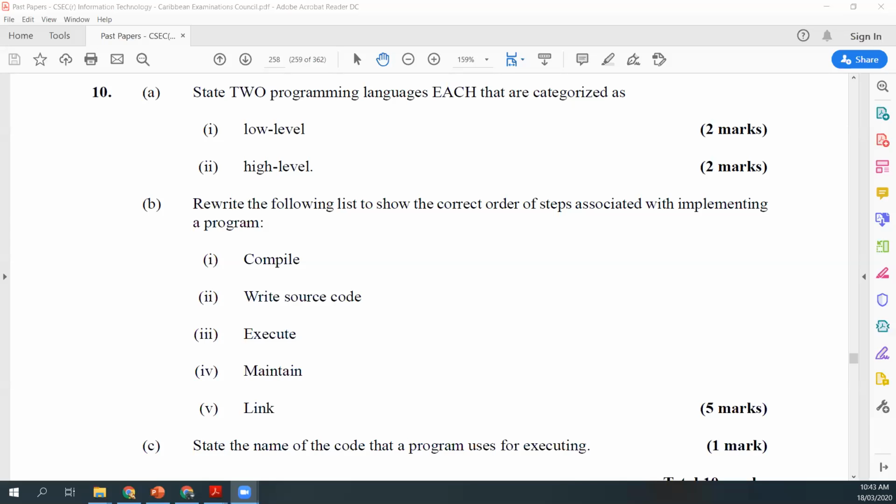Okay, so the first question there: state two programming languages that are categorized as low-level languages. So examples of low-level languages will be machine language and assembly language.